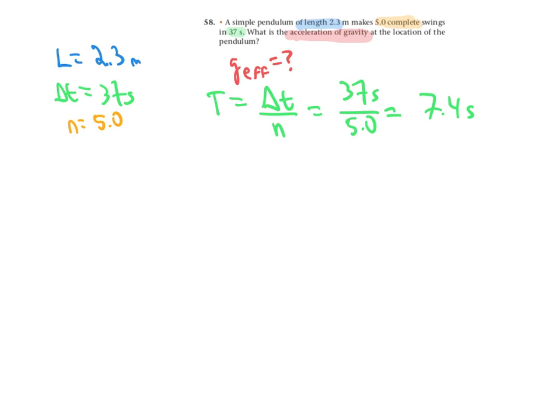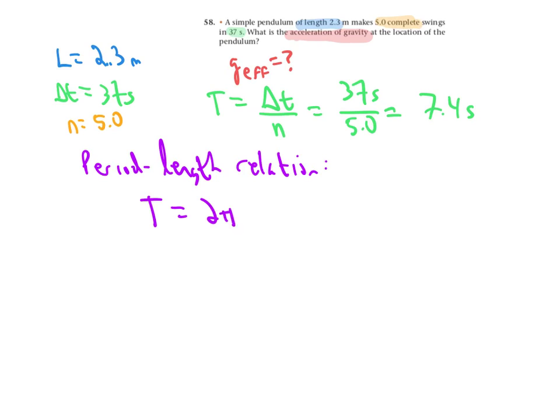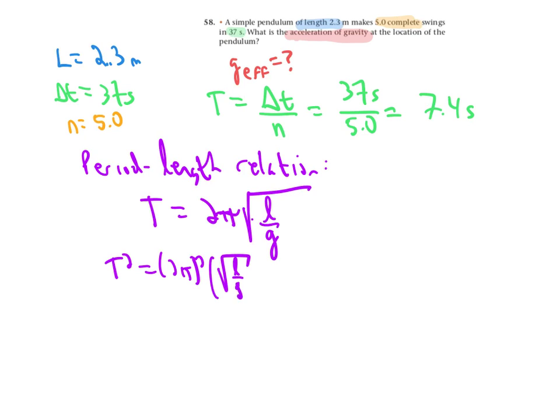And then we're going to use the so-called mass or period length relation, really, which is that the period is 2 pi, that weird factor of 2 pi keeps showing up, times the root of L over G. So we can square both sides and get T squared equals 2 pi quantity squared and the square root of L over G quantity squared, which is 4 pi squared L over G.